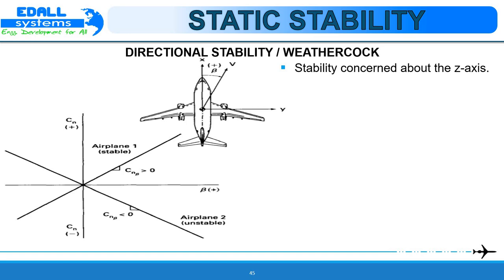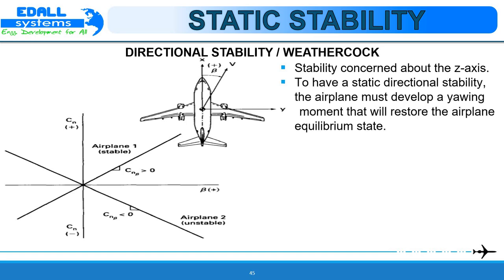Directional or weathercock stability is concerned with the static stability of the aeroplane about the z-axis. Just as in the case of longitudinal static stability, it is desirable that the aeroplane also tend to return to an equilibrium condition when subjected to some form of yawing disturbance.